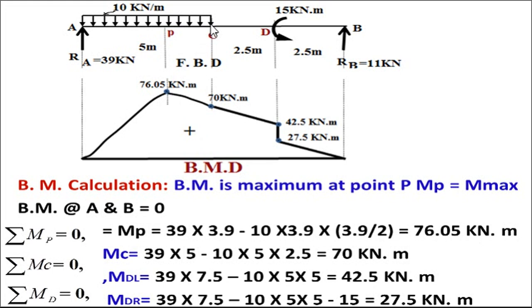Now take moment about C. Again, moment about C, 39 into 5 because up to C the distance is 5. 39 into 5 clockwise positive, and this 10 into 5 into 2.5 will be minus because that will be anti-clockwise about C, and 39 is clockwise. So moment at C will be 39 into 5 minus 10 into 5 into 2.5, that is 70 kilonewton meter.